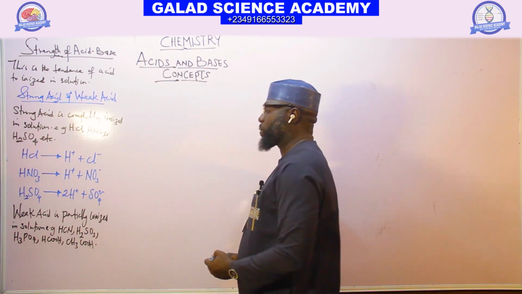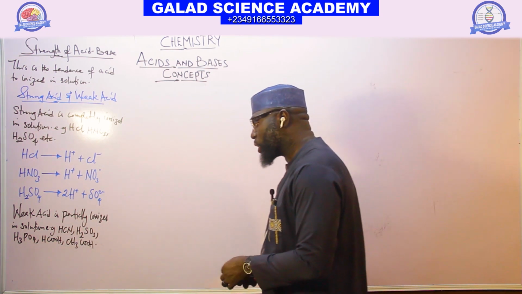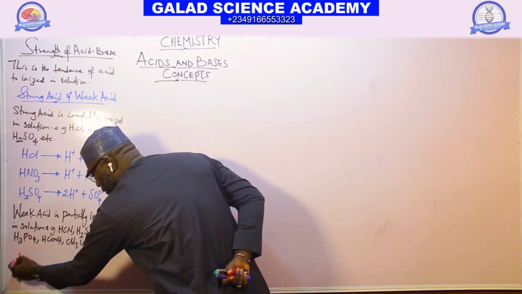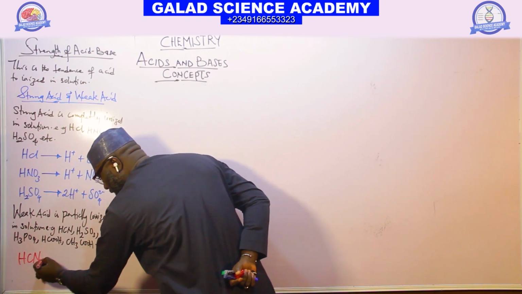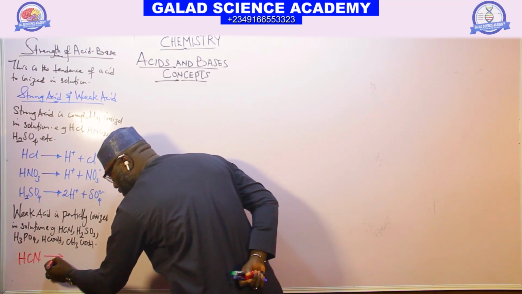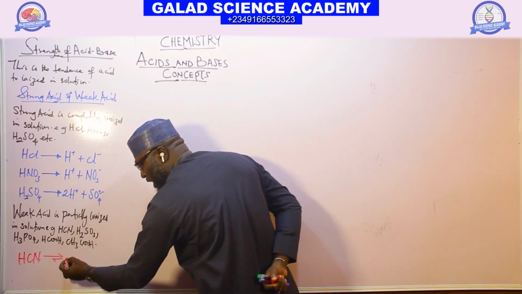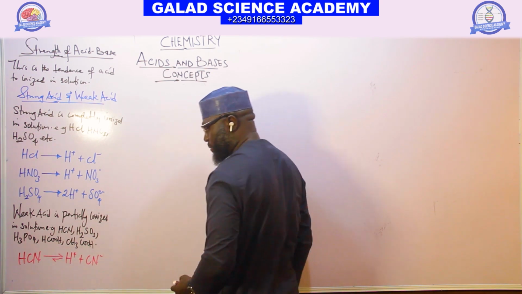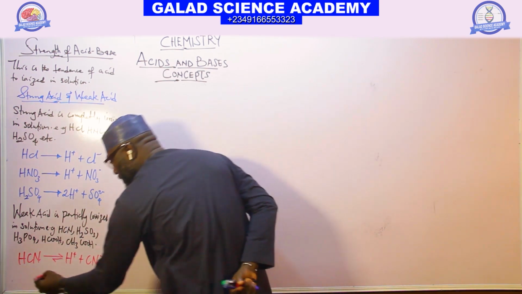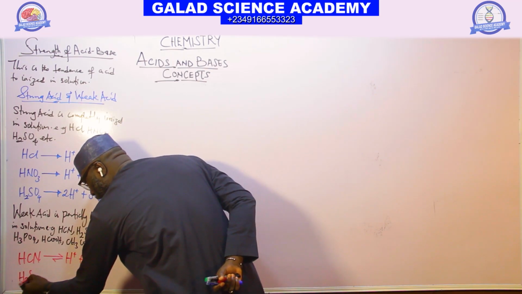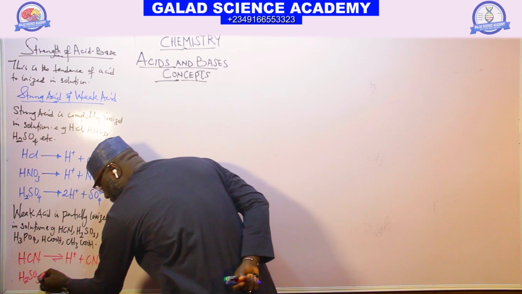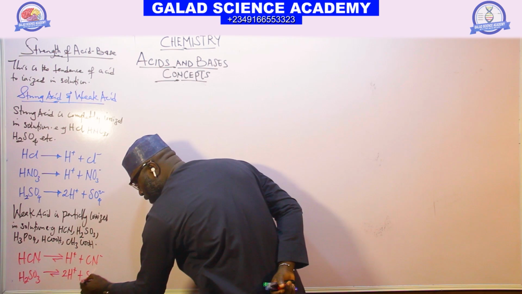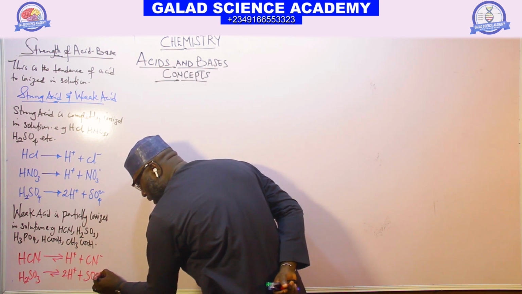All these are weak acids. When weak acids ionize in solution, they are partially ionized. For example, hydrogen cyanide ionizes partially in solution. This is the symbol of partial ionization. We have H plus and CN minus. And H2SO3 partially ionized gives 2 moles of hydrogen ion plus SO3 2 minus.